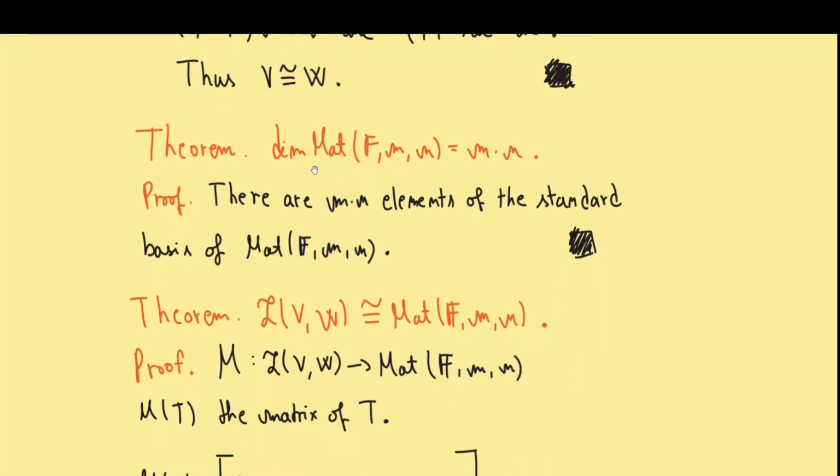Now we have that the dimension of the vector space of all matrices of dimension m times n is just equal to m times n. So if we fix some m and fix some n, and look at the standard basis vectors of that space of m times n matrices, we put the one in the corresponding place and we can get all the matrices. Thus there are m times n elements in the basis. So the dimension of this space is equal to this.